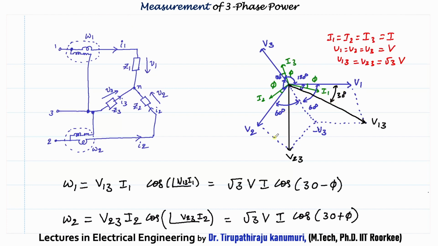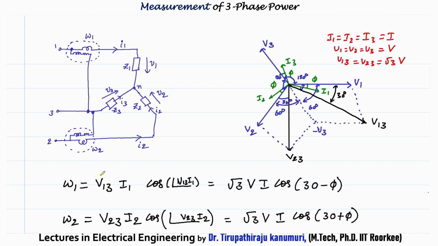Similar is the case for the second wattmeter. The second wattmeter is connected between phase 2 and phase 3. That means we have to calculate V23. V23 is V2 minus V3, that means the resultant of V2 and minus V3. This is V23. Total angle is 60, so this angle will be 30 degrees.